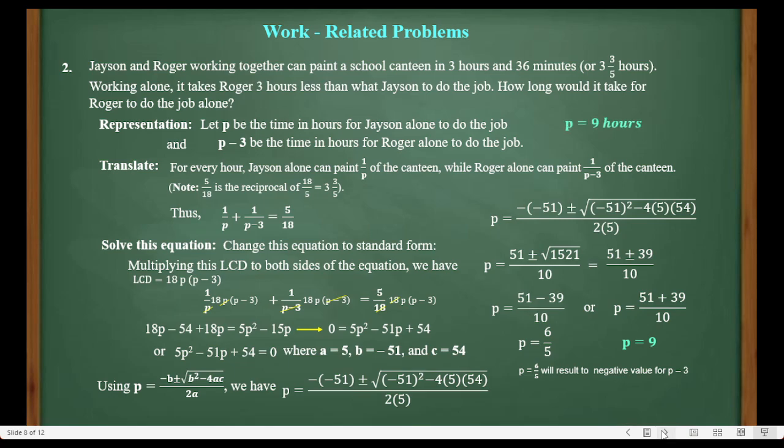So, P, which is equal to 9 hours, is the time for Jason to do the job alone. While Roger can finish the job in 6 hours. That is taken from P minus 3, where P is replaced by 9. So 9 minus 3 is 6 hours. Therefore, Roger can do the job alone in 6 hours. And that is the answer.